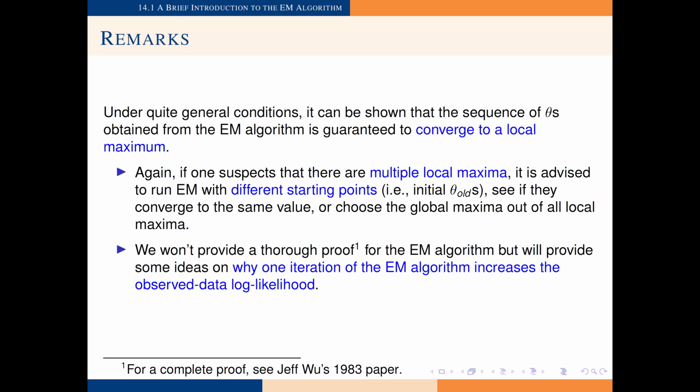We're not going to provide a proof of why the EM algorithm works, but I do want to give you some general intuition about why one iteration of the EM algorithm is expected to improve the observed data log likelihood when you replace theta old with the new estimate theta new that optimizes the Q function. If you're interested in a complete proof, I am including a link over here in the footnote. That is the link to Jeff Wu's 1983 paper.